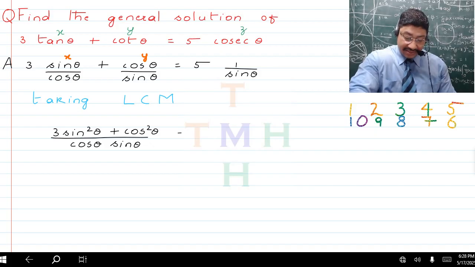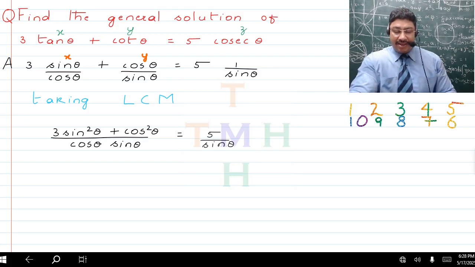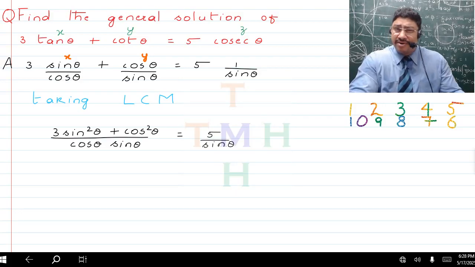Next after this is equal to 5, which is divided by sine theta, right? Okay, so this is after taking the LCM. Now, is there something special that you will really pop up and try to do?